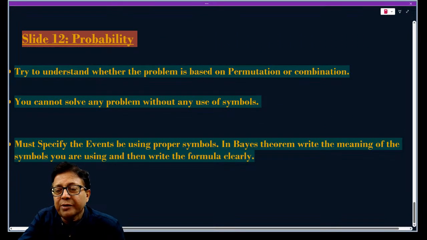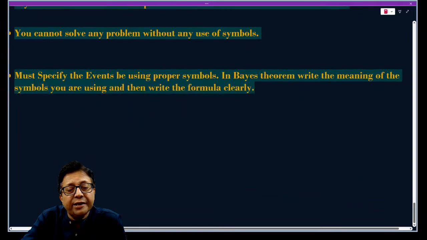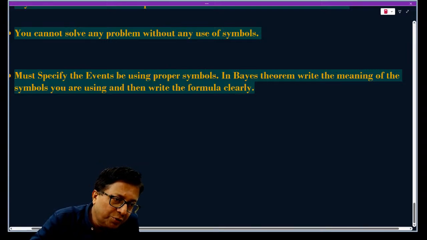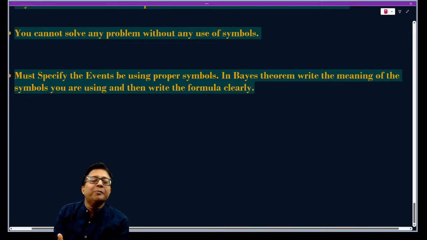In Bayes' theorem, write the meaning of the symbols you are using and then write the formula clearly. Understood? So, when you are doing a conditional probability sum, you must write the formula based on symbols, the meaning of symbols, and then do the sum.